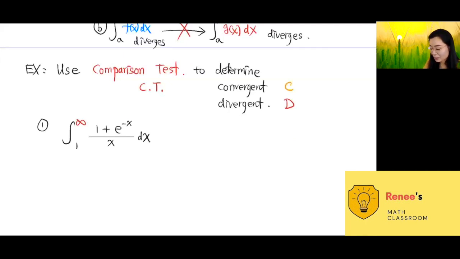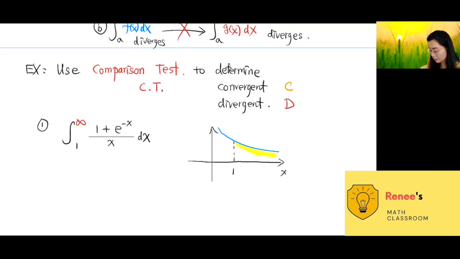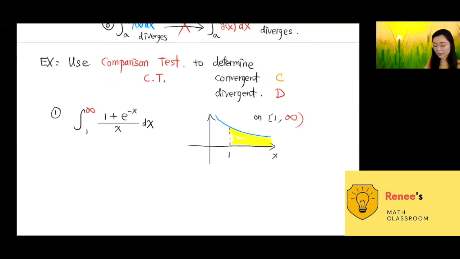Let's use the comparison test to determine whether this improper integral is convergent or divergent by comparing this integral with another improper integral of a positive function. On 1 to infinity, this function that we integrate looks like this. Compare this function with another positive function whose integral is easier to find.